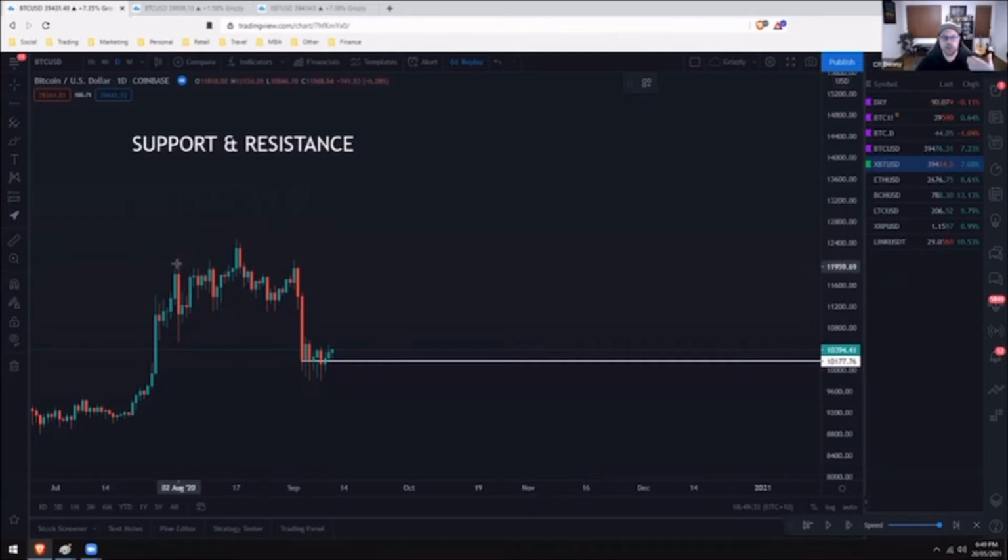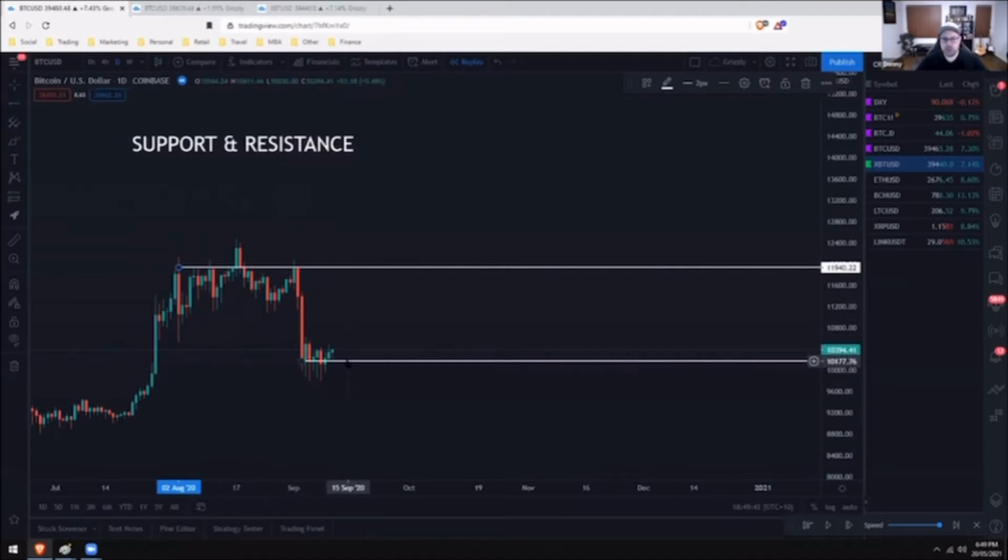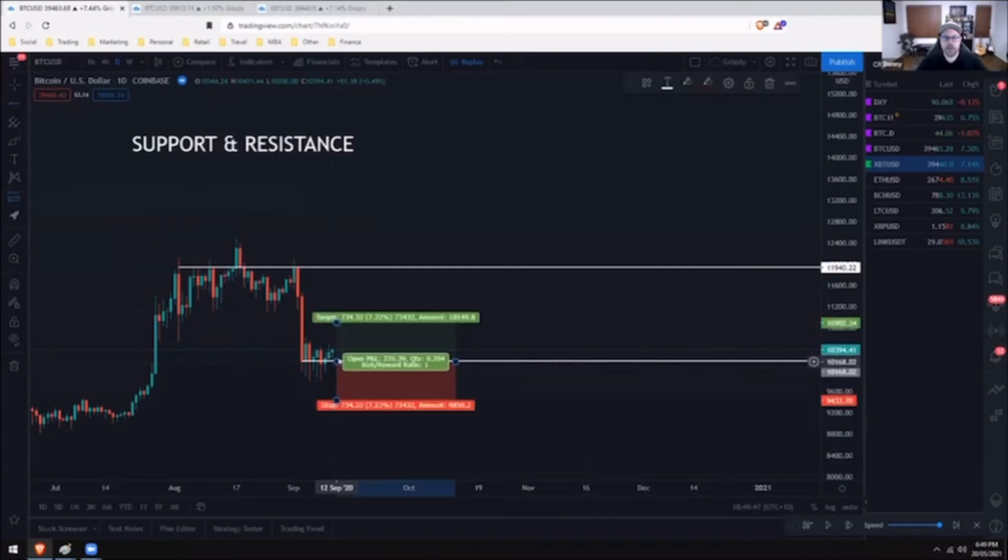Now, on the opposite side, we've got what's called resistance. We're looking at these levels where price comes up multiple times, hits it, and comes down. It has failed to break through. So now that we've got a level of support and a level of resistance, we can set up our trade on what we believe the market may do.